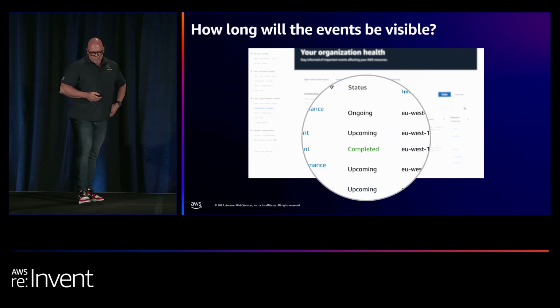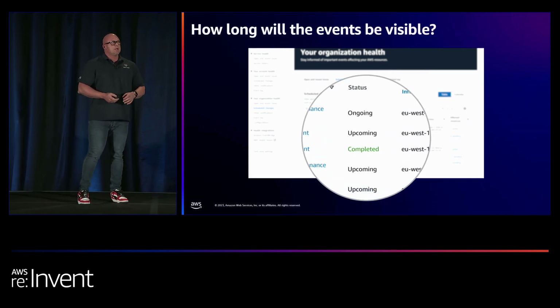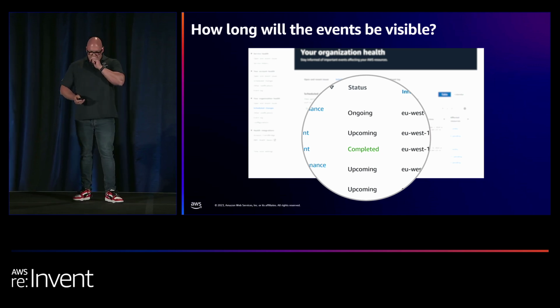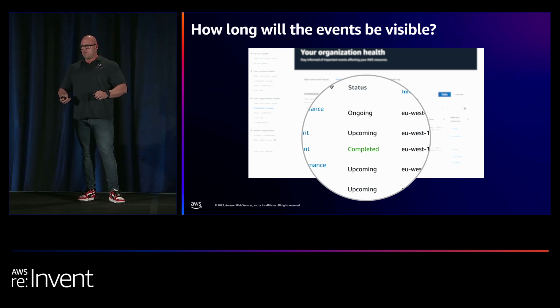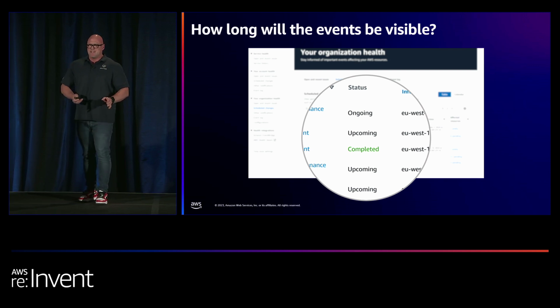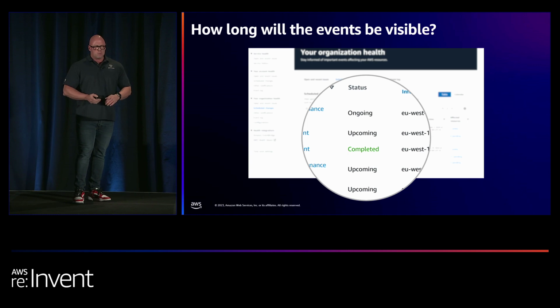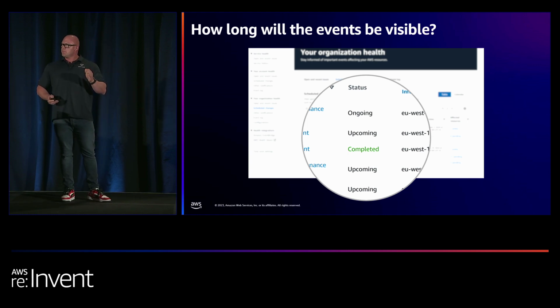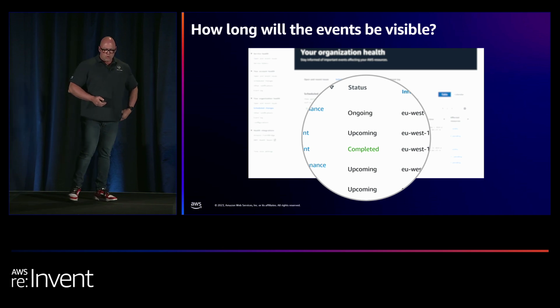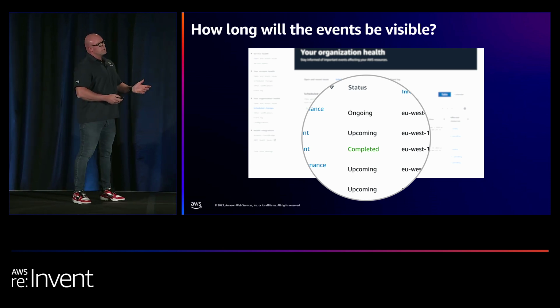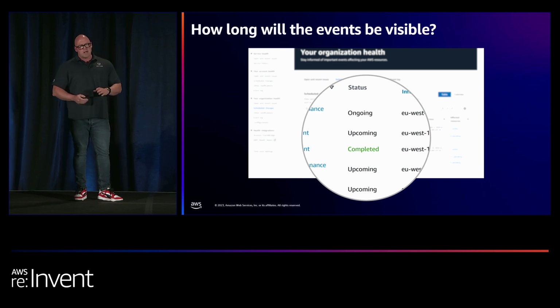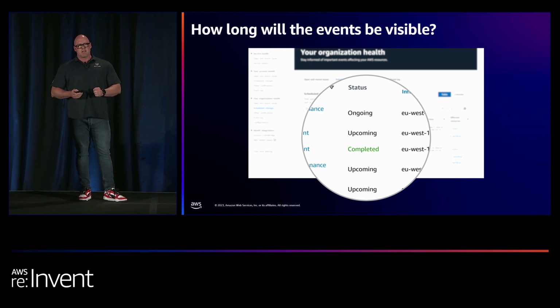As I mentioned previously, these events will remain visible in the scheduled changes tab on the AWS Health dashboard, until the change date passes, and the event status code will reflect whether the event is still upcoming, ongoing, or completed. And these events will be archived 90 days after the change date passes.